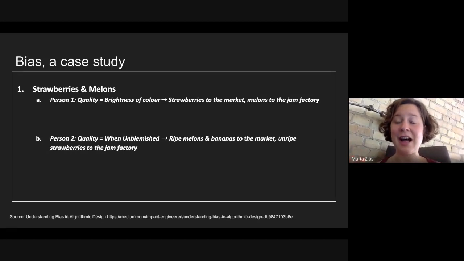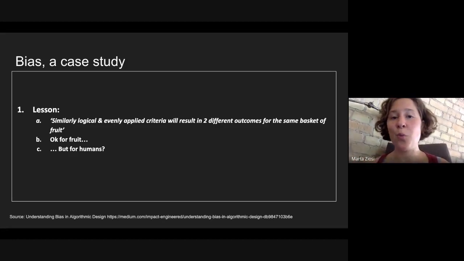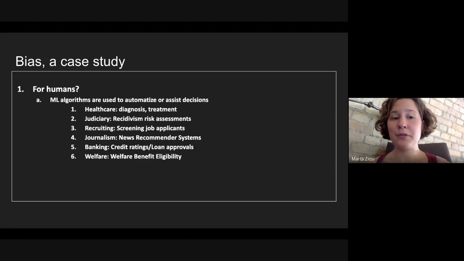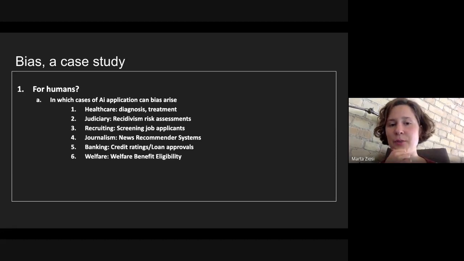So given the same data and tasked with the same task, you would end up with two completely different conclusions. The lesson learned here is that similarly logical and evenly applied criteria will result in two different outcomes for the same basket of fruit. Okay, that's okay for fruit, we might say, but what about humans? ML algorithms are used to automate and assist decisions in all these fields that you see down here: healthcare, judiciary, recruiting, journalism, banking, welfare. In which cases can AI applications have bias? All of them, because they're all based on the criteria that we have just listed: data and task. This is not to say that we should just throw them out of the window. It's just to say, where should we be careful across the spectrum?